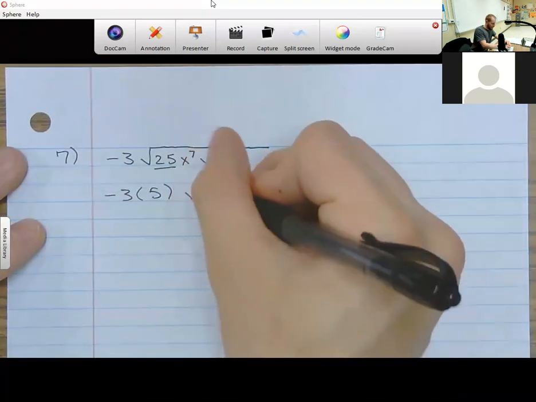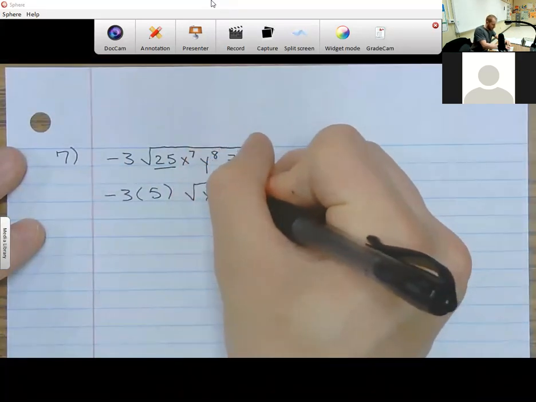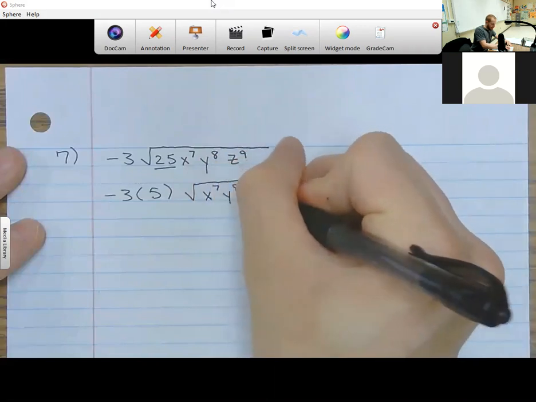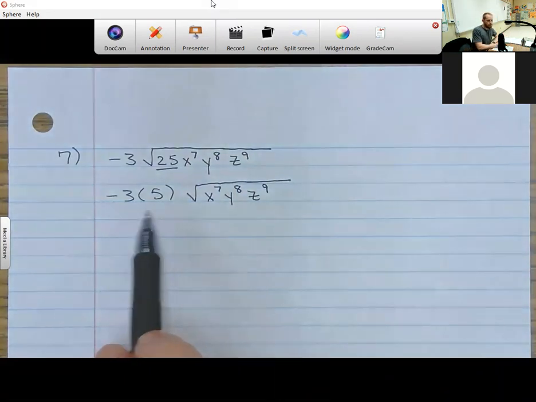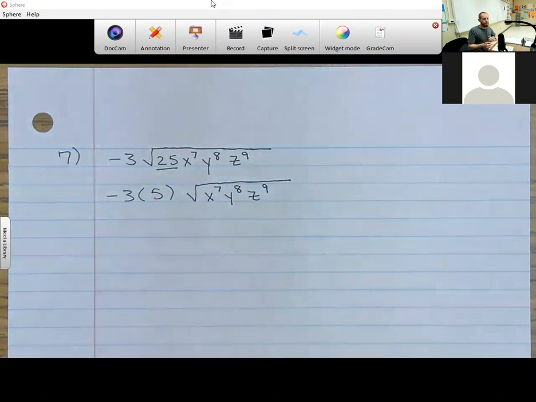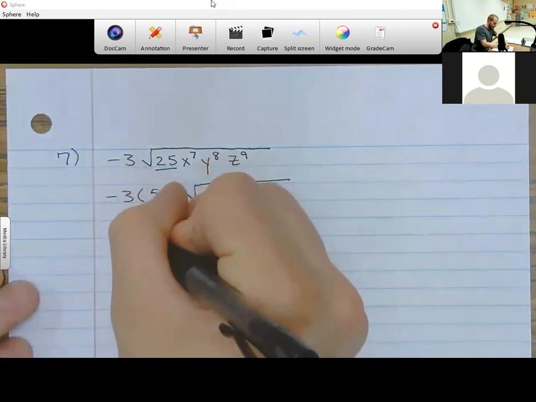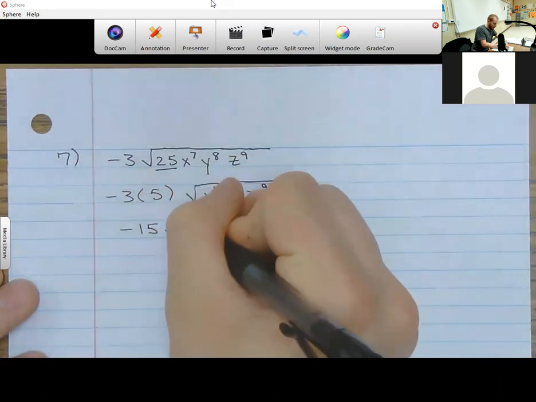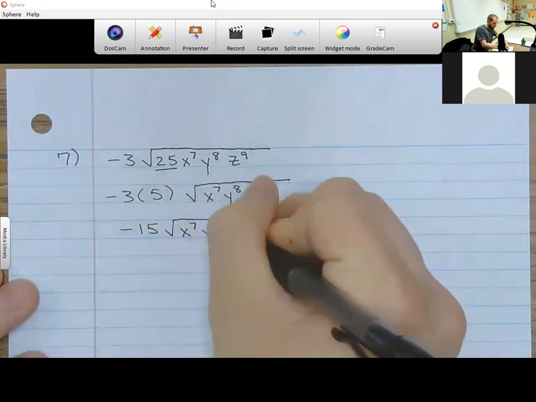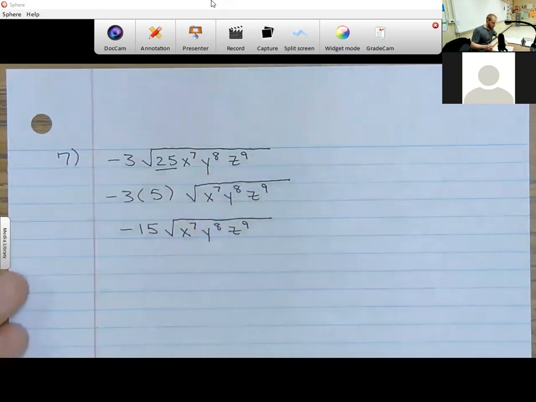I've still got x to the 7th under there. I've still got y to the 8th. We're going to take them out eventually, but we've still got these letters left under there, right? Now, what's -3 times 5? -3 times 5 is -15, right? So I'm just simplifying what's on the outside for now. Everything else is staying the same so far. Okay? So all I've done up to now is just mess with the big numbers. Now let's take the exponents and divide them by 2.